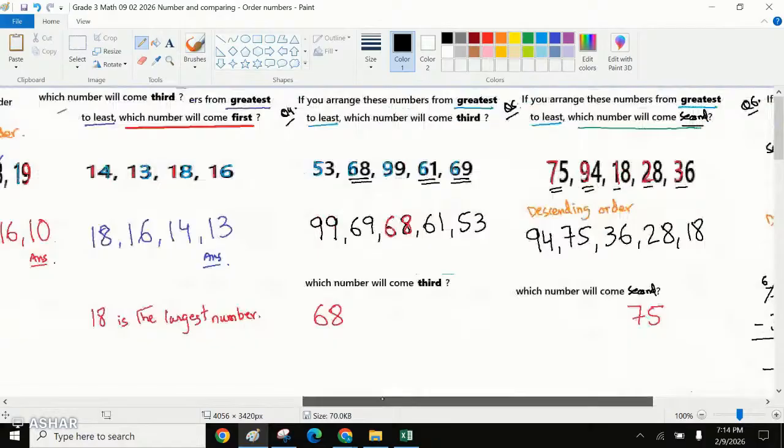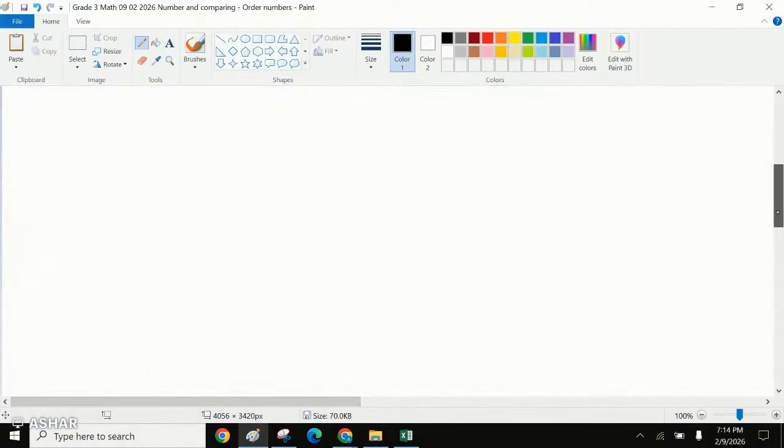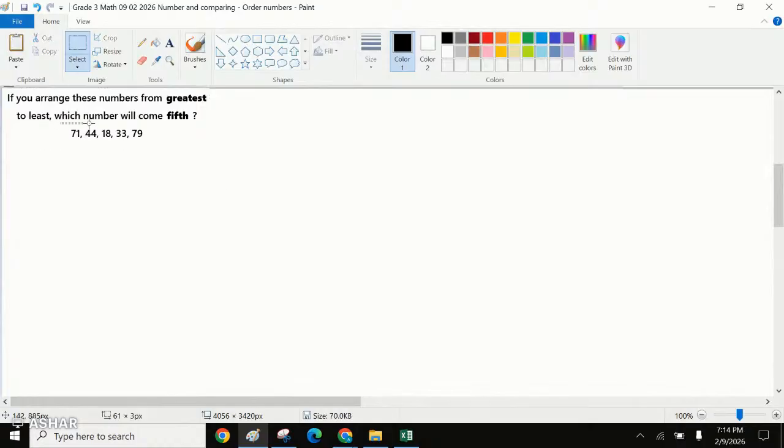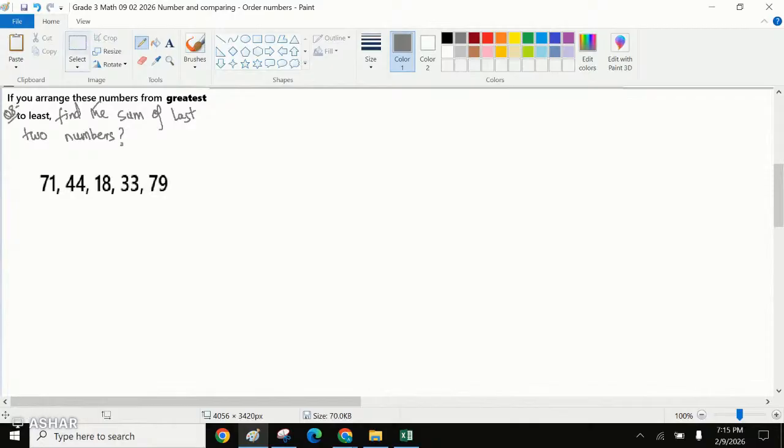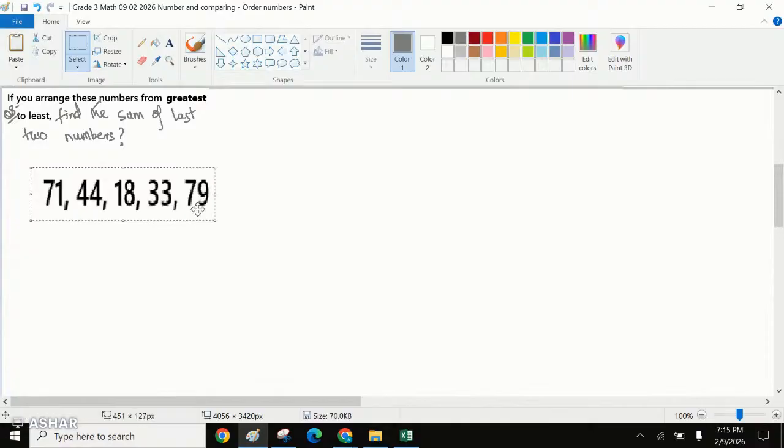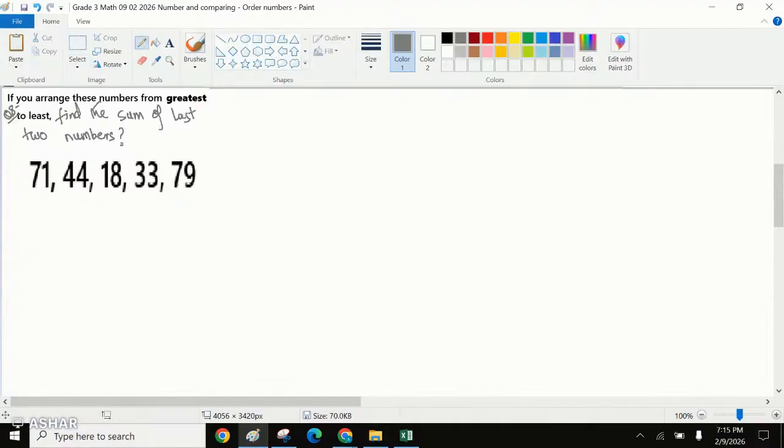So same question I'll do with question number 7. Okay. And let's see. We change the question. Okay. And if the question says find the sum of the last two numbers. Okay, this is question number 8. So they've asked us to arrange them in descending order first. Then the last two numbers we have to find the sum.